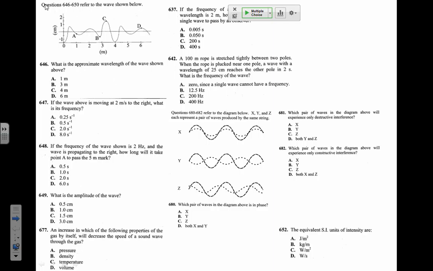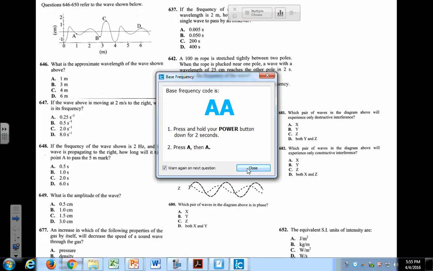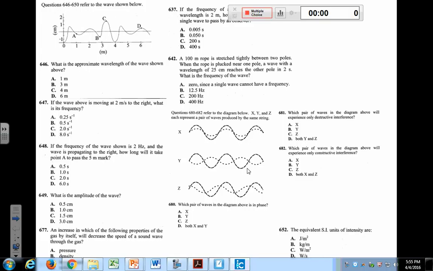Okay, let's do these first questions. Number 646. You have this little wave here. Now remember, we wanted to find the wavelength. Now this is not like what I've shown you before. This is a funky function. So I want to know, what is the approximate wavelength of this?